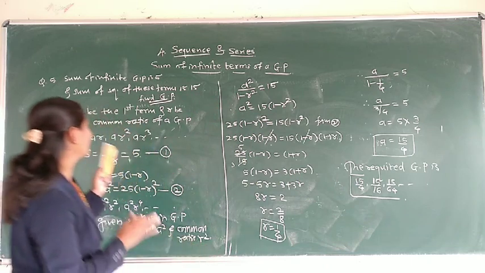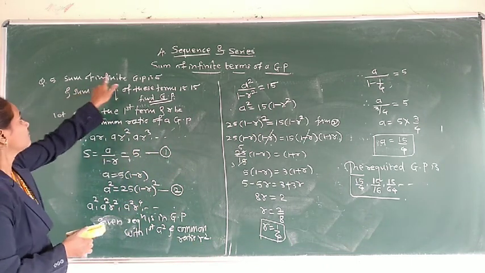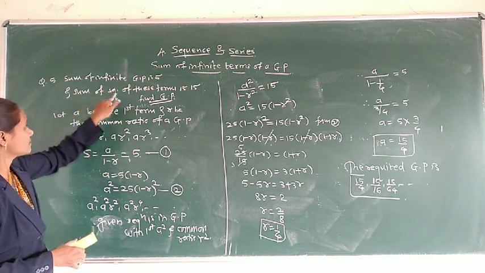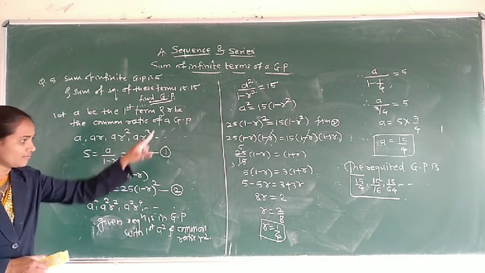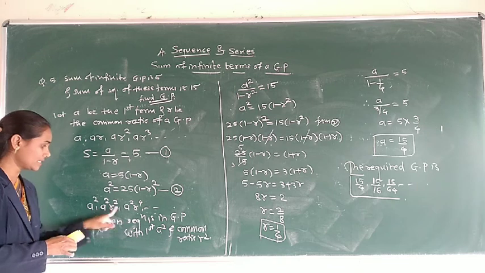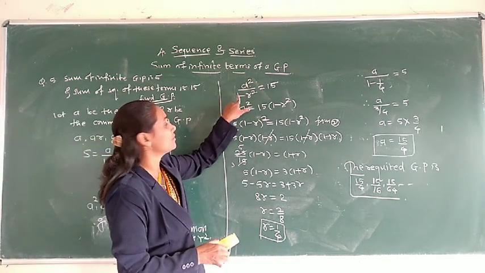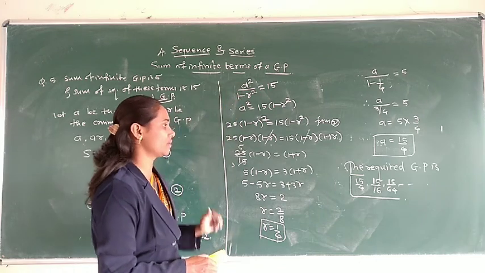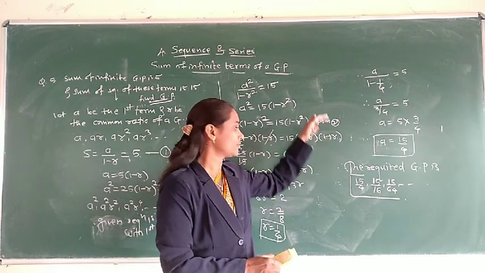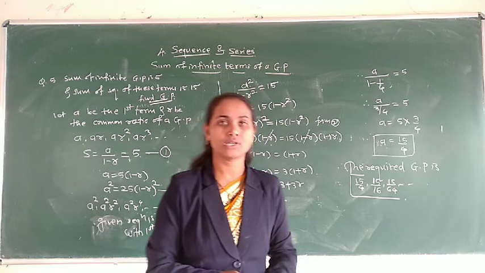So this is a very important question. First, what is given in this question? Sum to infinity of GP. That means sum of this GP is 5. And the second condition, sum of squares of this GP is 15. So for this sequence, the common ratio is R square and the first term is A square. Here we use the sum to infinity of GP and we solve these equations. From this we first get the value of R and A. From these values of A and R, we find our required sequence.